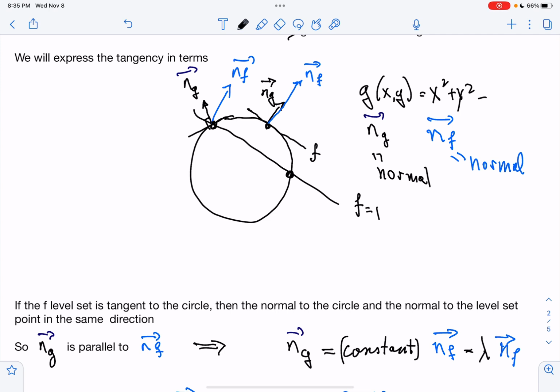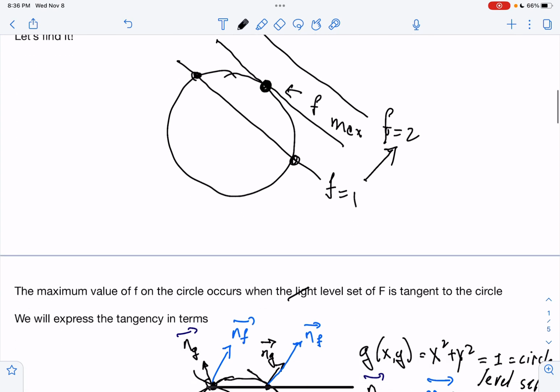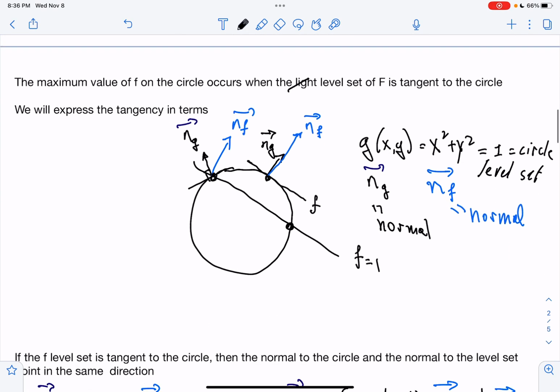I introduced the name G to represent the circle. So we can think of the circle as G of xy equal x squared plus y squared equal 1. So the circle can also be thought of as a second level set. There's the f, which has its level sets. That's what we've been studying all along, the different level sets of f. But we're going to start thinking about the circle, the constraint, as a level set of a new function that we're going to call G.